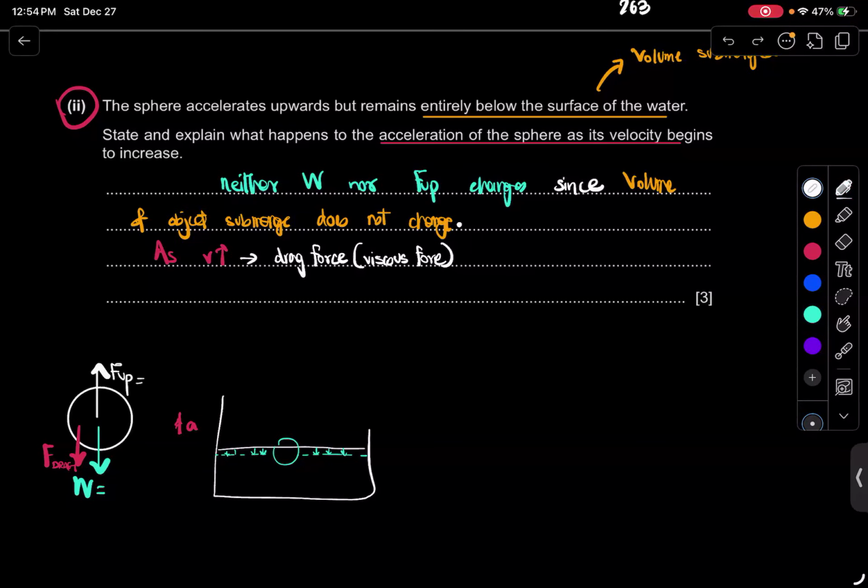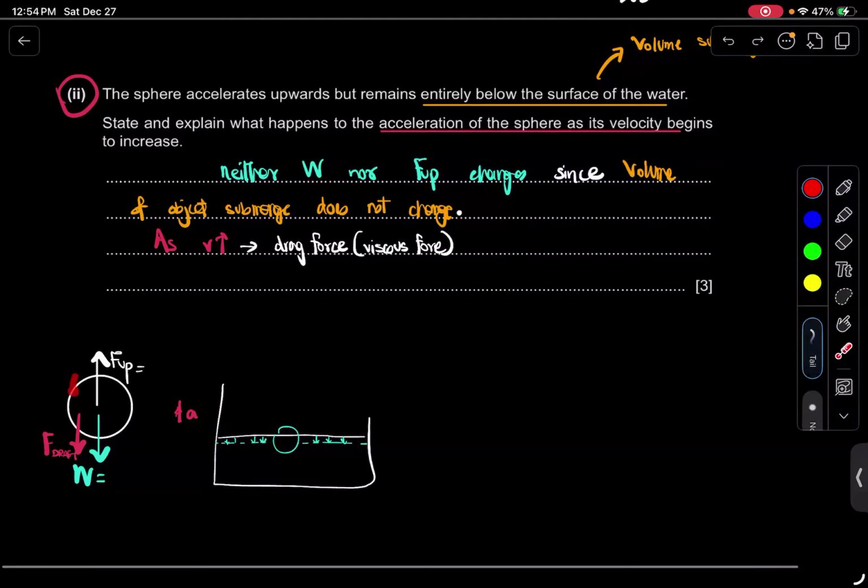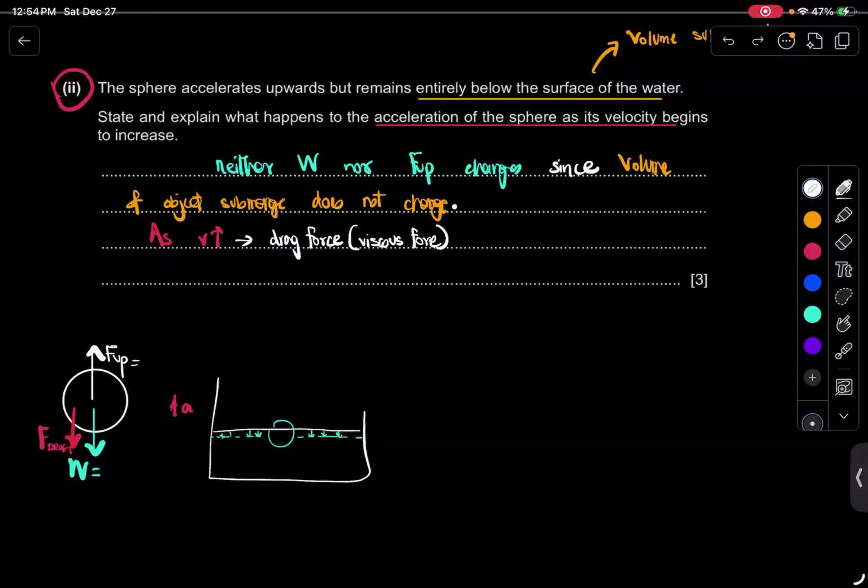Upthrust is different from viscous force, by the way, because upthrust is always upwards. It's always trying to bring you to the surface. Drag force is in every direction, just like air resistance. You try to move in any direction, drag force is going to push you away. So drag force pulls you down. Okay. And this is just like the terminal velocity question.